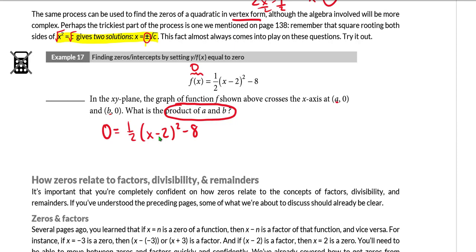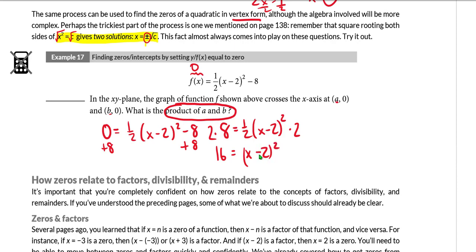And most of you should not have too much problem solving an equation like this because it is pretty basic algebra. I'm going to first add the 8. Remember, I'm trying to isolate the x, so I'm going to get rid of that 8 first. By adding 8 to both sides, I end up with 8 equals 1/2 (x minus 2) squared. Further, trying to isolate that x, I'm going to multiply both sides by 2 or divide by 1/2, same thing, in order to get rid of the 1/2 in front of the parentheses there. So now I have 16 equals (x minus 2) squared.